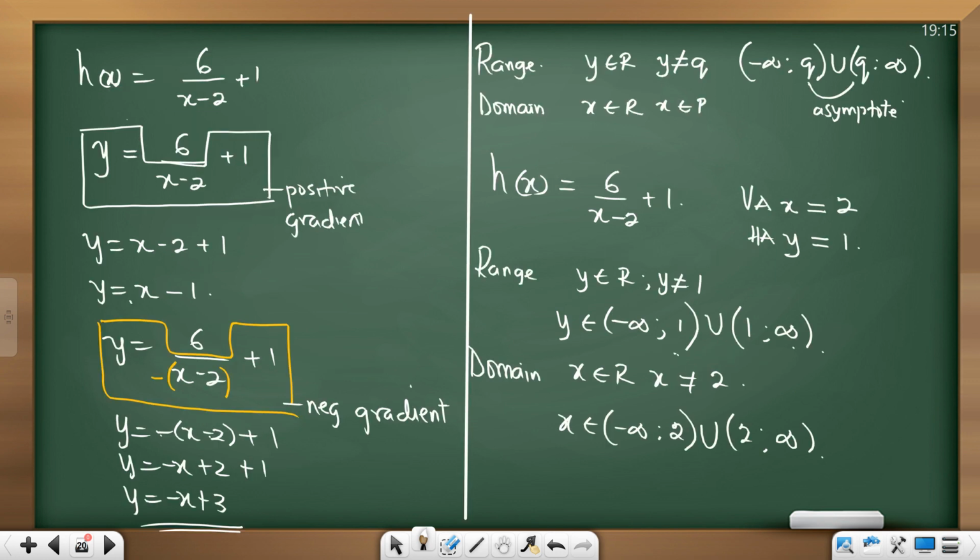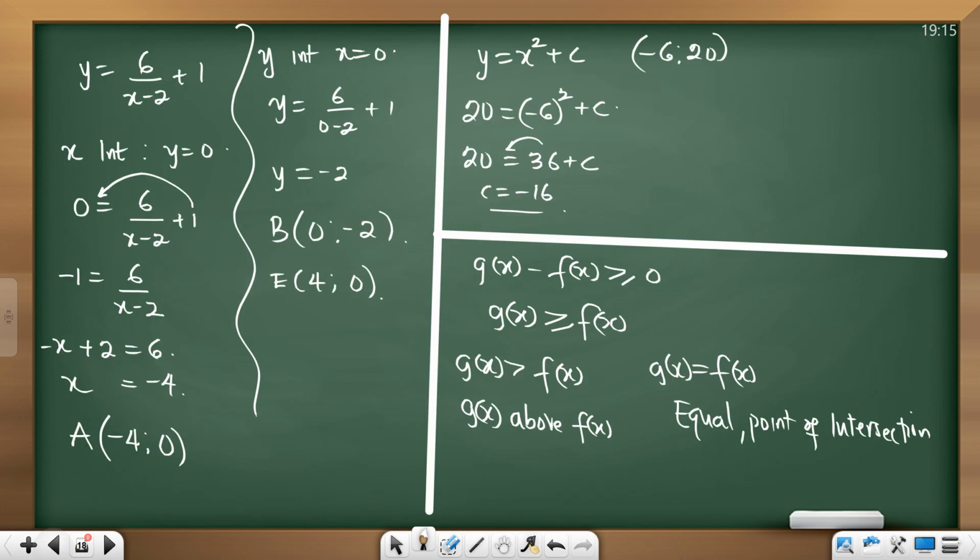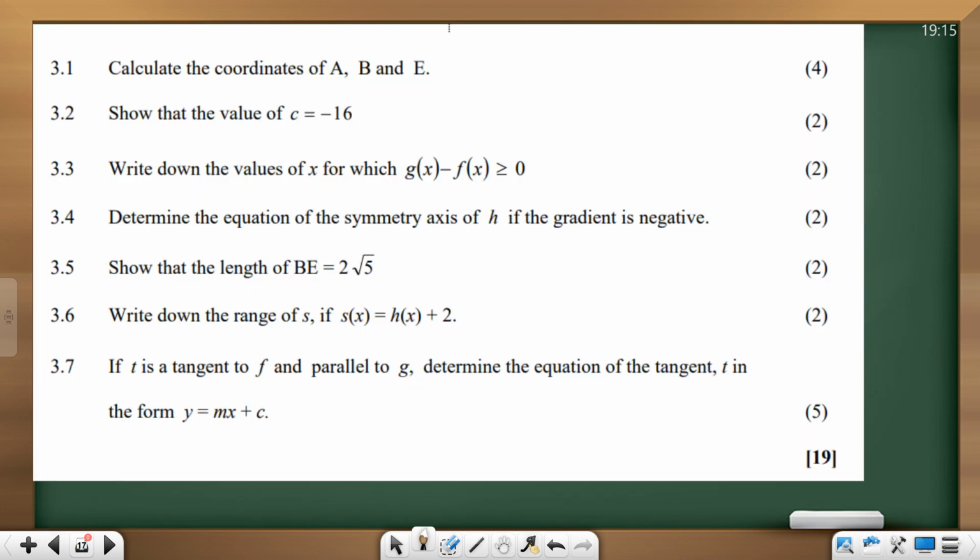Okay, let's look at the last question, I think, and we can rest it there. 5 marks. What a good way to end. If T is a tangent to F and parallel to G, sweet.